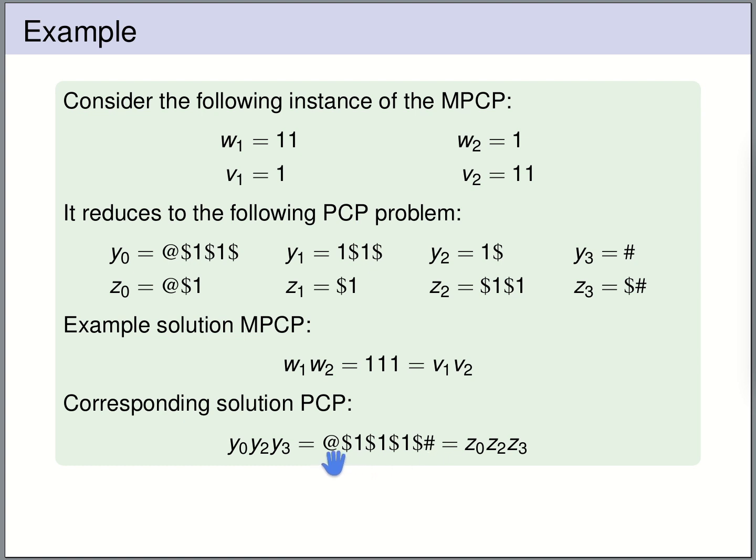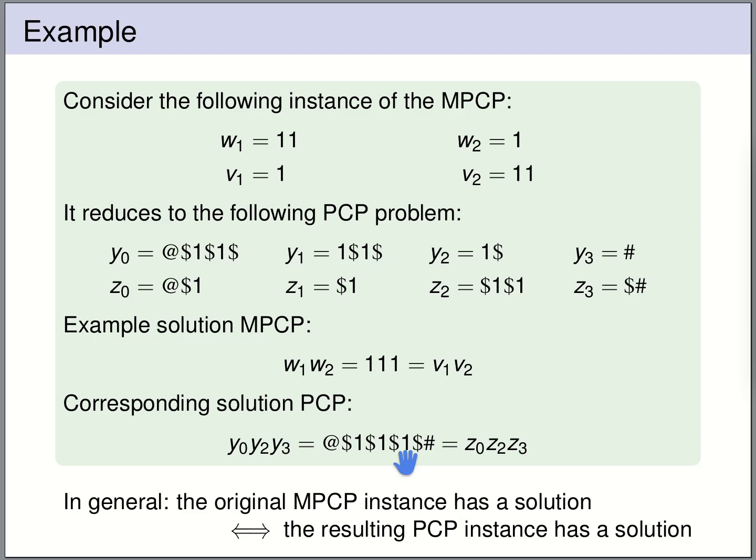And if we ignore the fresh symbols, the @, the dollar, and the hash, then we see that this is exactly a solution of our modified Post Correspondence Problem, 111. So this holds in general: this modified PCP has a solution if and only if the resulting PCP has a solution.